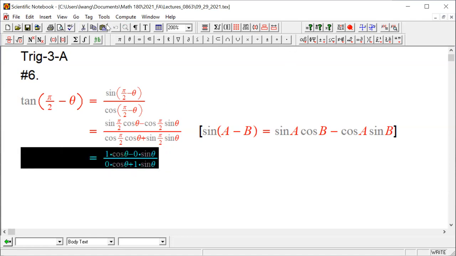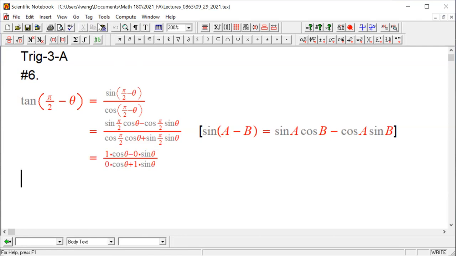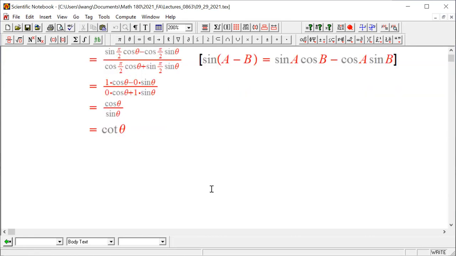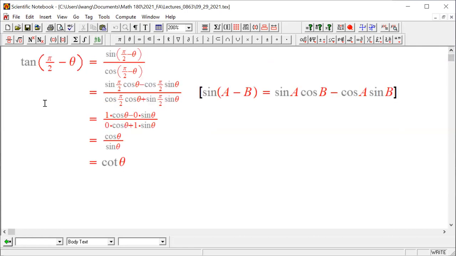Right? So we just organize. I'll copy and paste this line and just organize. So this piece disappeared. 1 times cosine theta is cosine theta. This piece disappeared, so we don't need a positive sign. 1 times sine theta is that. So that's going to be cotangent theta. So that's the whole proof.